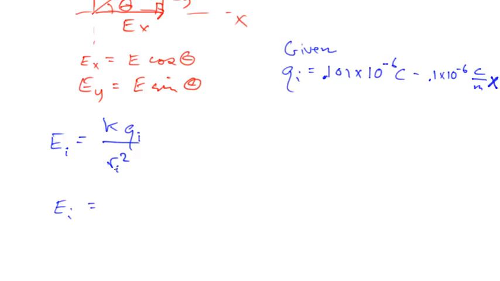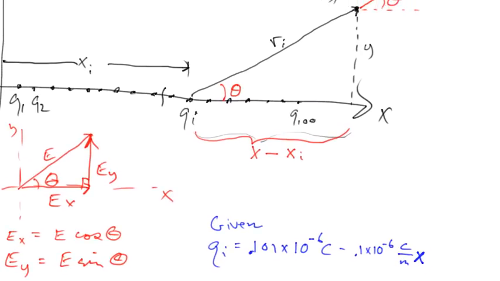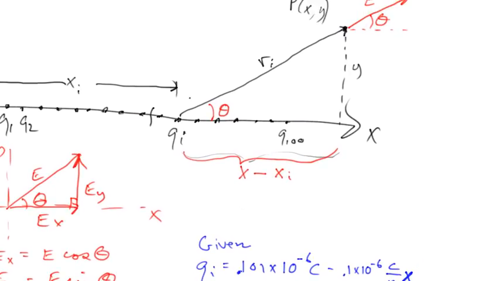and so what I need is r sub I squared. I want an expression for r sub I squared. From Pythagorean's theorem, r sub I squared equals x minus x sub I plus y squared. Well, quantity squared. That 2 goes over there.